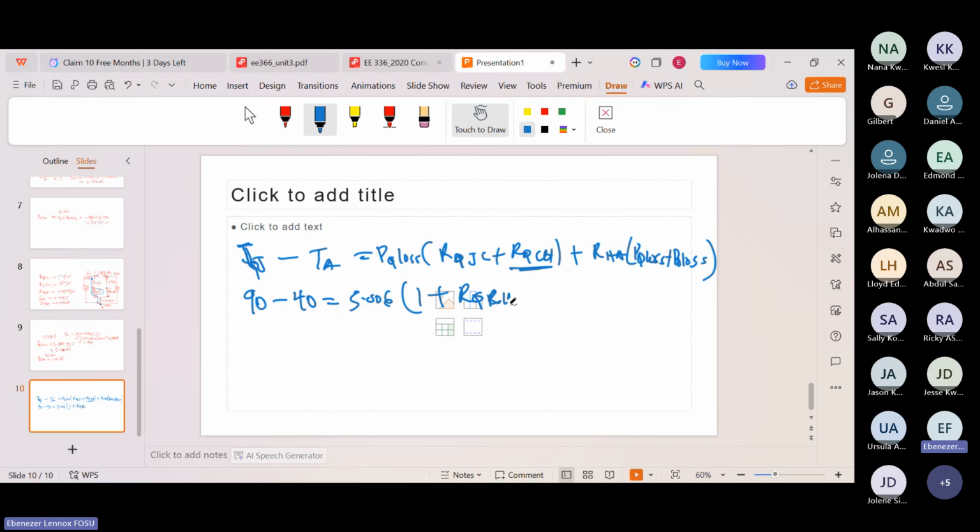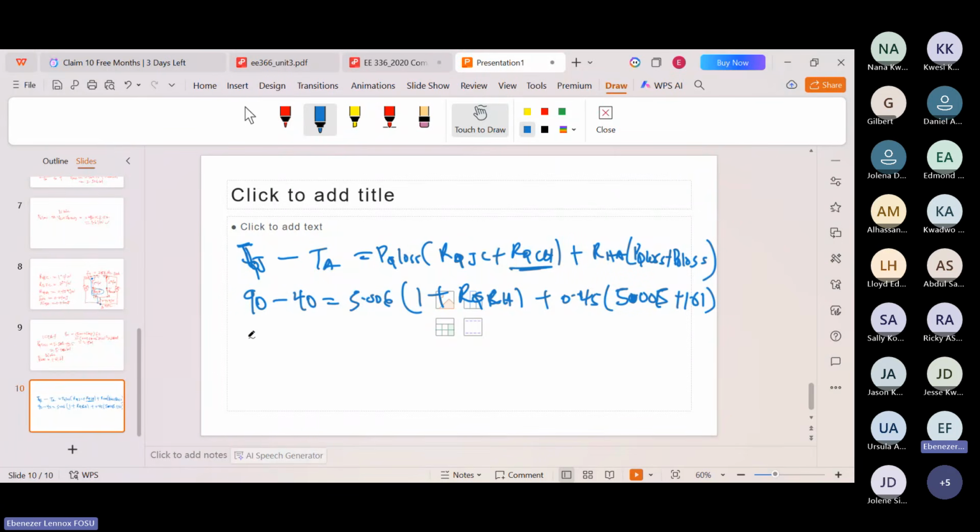Plus 0.45, right? We know it to be 0.45. And then this is 0.005. Sorry, this is 0.6 plus 1.61. So the only unknown is what? RQCH. So that is what we are going to solve for. So that is how you go about it.